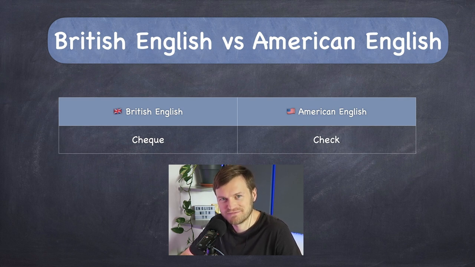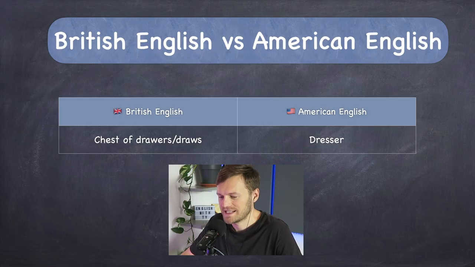Here's an example for you. I saw the check. Next up. In British English, the words are chest of drawers slash drawers. So you would say it's a chest of drawers.